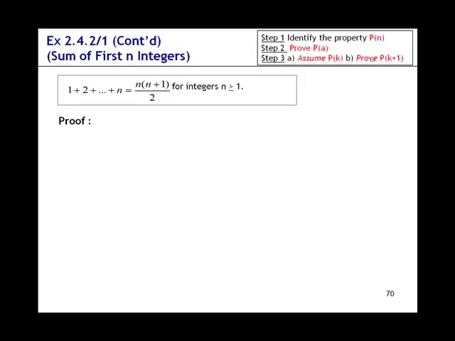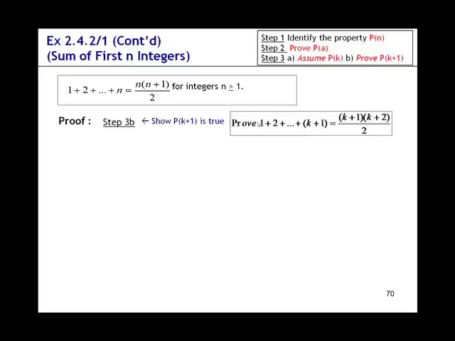Now we are at step 3b, where we need to prove P(k + 1). Show that P(k + 1) is true. In other words, we need to prove that 1 + 2 + 3 + all the way to k + 1 equals (k + 1)(k + 1 + 1), which is (k + 1)(k + 2), divided by 2. Same thing with mathematical induction: we always use the same trick. We try to manipulate the left hand side to look like the left hand side of our assumption. So left hand side is 1 + 2 + and so on all the way to k + 1.